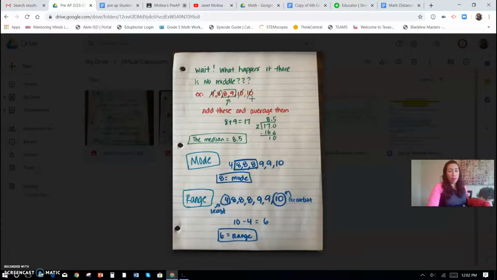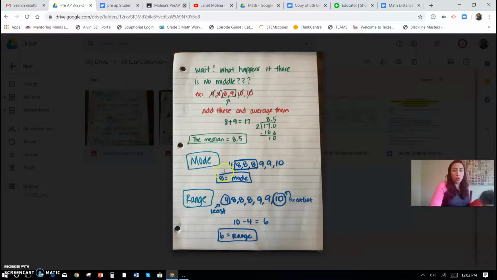Well, the step for finding the median now would be to add these together. 8 plus 9 is 17. And then find the average between them, or the mean. So 17 divided by 2, because now I'm working with 2 numbers, is 8.5. The median for this data set will be 8.5.